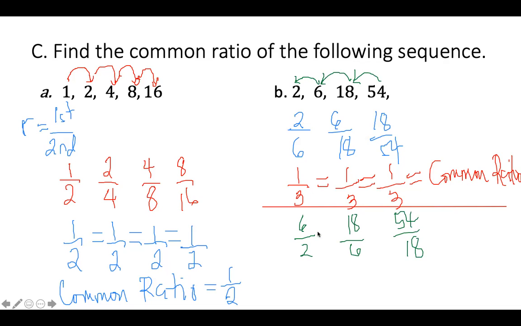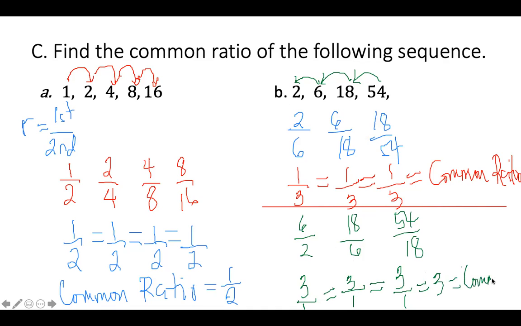So, kailangan natin i-simplify. So, pag simplify natin to, magiging itong 3. 6 divided by 2 is 3, or 3 over 1. Okay? Ito naman, 18 over 6 is 3 over 1. Ito naman, 54 divided by 18 is 3 over 1. Now, 3 over 1 is equal to 3 over 1 is equal to 3 over 1, or this is just equal to 3.